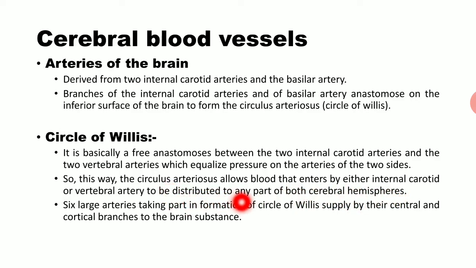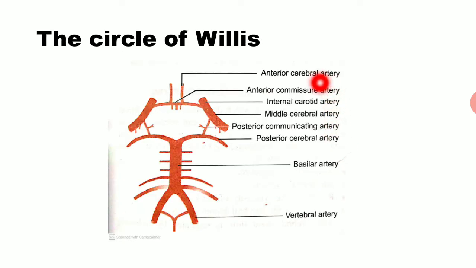Six large arteries taking part in the formation of the circle of Willis supply the brain substance by their central and cortical branches. Okay, so you can see here there is the anterior communicating artery, then the anterior cerebral artery, this is the internal carotid artery, then the middle cerebral artery, posterior communicating artery, posterior cerebral artery, basilar artery, and vertebral artery. Okay, so these are the main arteries that form the circle of Willis.